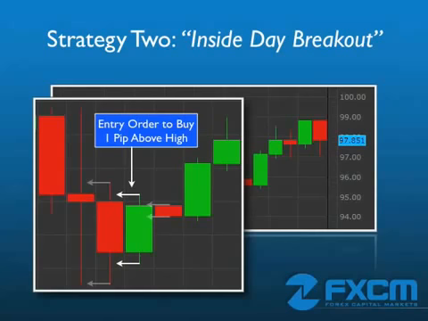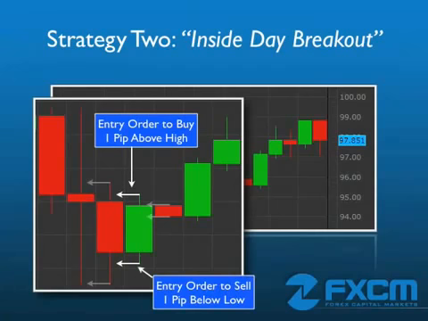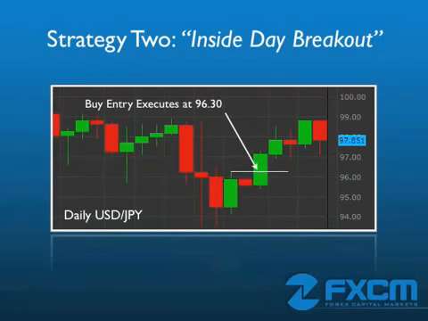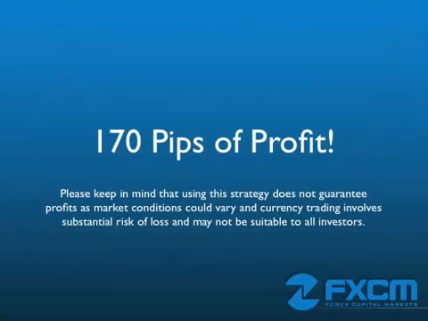At this point, I placed an entry order to buy here, 1 pip above this high, and an entry order to sell here, 1 pip below this low. I wasn't sure which direction the pair would break, up or down, so I prepared for either scenario. And good thing I did. The dollar-yen did break out, my buy entry order triggered at 96.30, and I ended up closing out around 98.0 for about 170 pip gain.